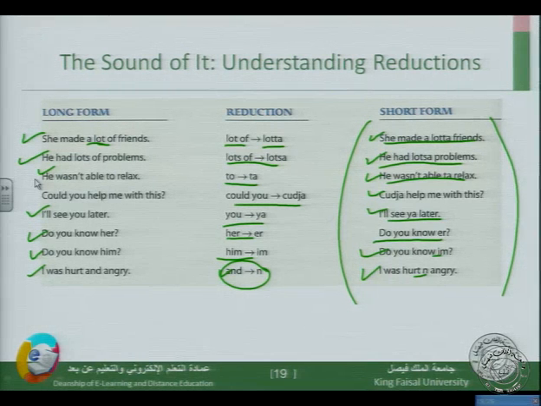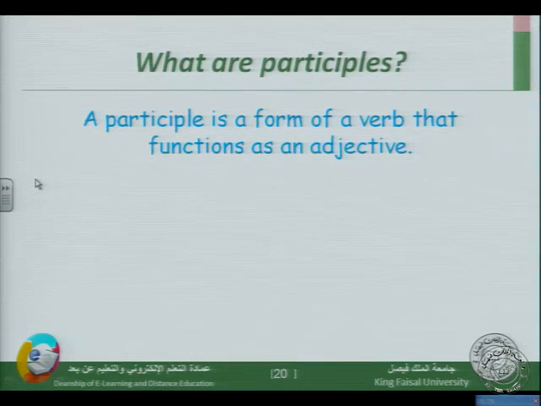So please do the reductions. Try to repeat and replay what I have just said. Try to listen to the audio. Maybe we will bring it next class to do some exercises about these reductions and the models. Lastly and finally, what are participles? We just talked about the past participle. Do you remember that? Models plus have plus past participle.